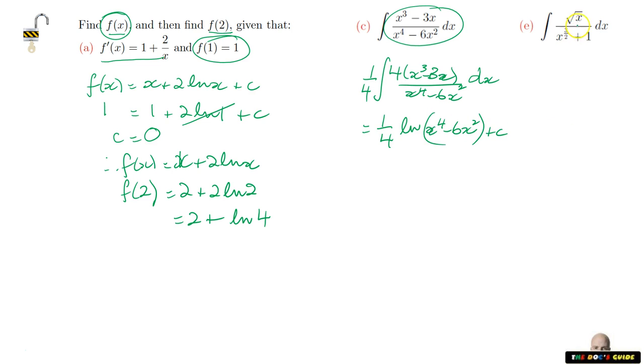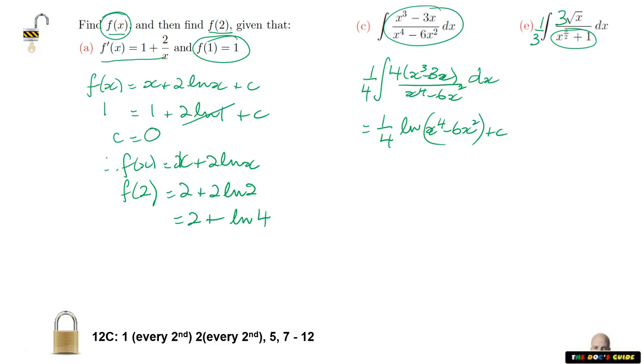And likewise, this is x to the half. What is the differential of the bottom? Well, this would be 3 times x to the half. So again, all we need is a 3 here and a third there, and away we go with that integral. So I won't finish that off.